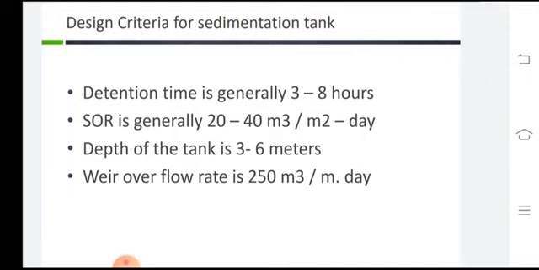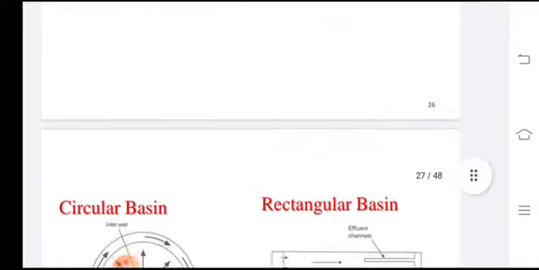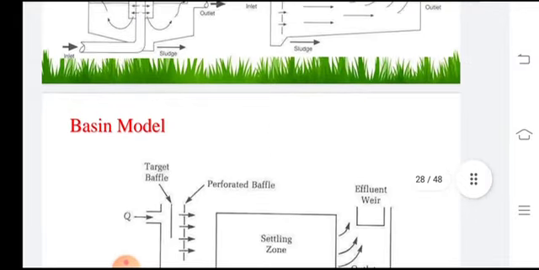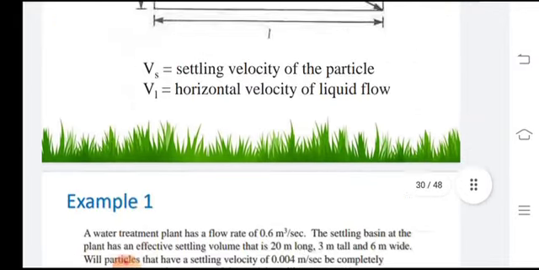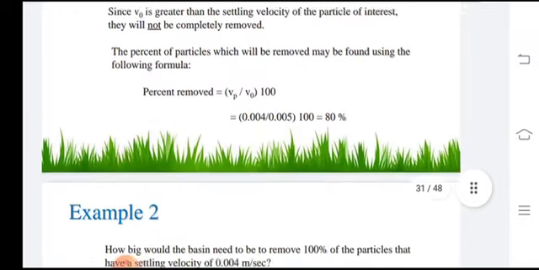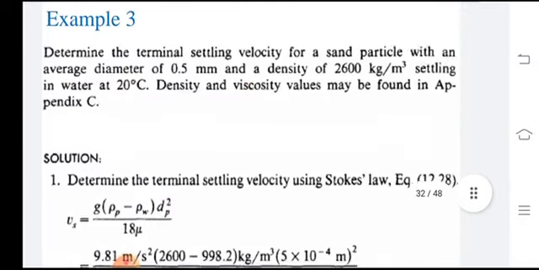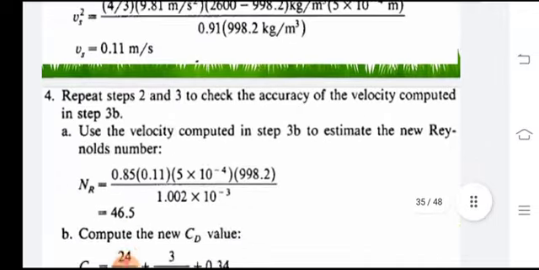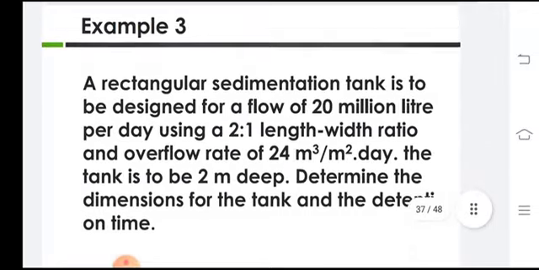Normally the detention time is supposed to be between 3 to 8 hours. Then SOR is generally 20 to 40 meter cube per meter square per day. Then depth of the tank is supposed to be 3 to 6 meters, where overflow rate is 250 meter cube per meter per day. These are some of the diagrams. We have already talked about it. These are some of the examples which you should try by yourself, and then we can talk later if there is some problem.